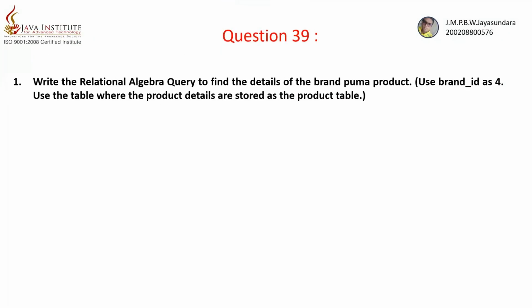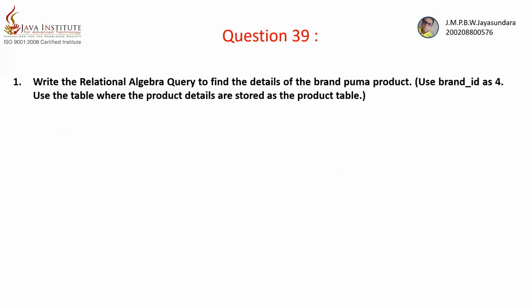Here we have our first question. It says, write the relational algebra query to find the detail of the brand Puma product. Use brand ID as 4. Use the table where the product details are stored as the product table. Relational algebra was used before the SQL.